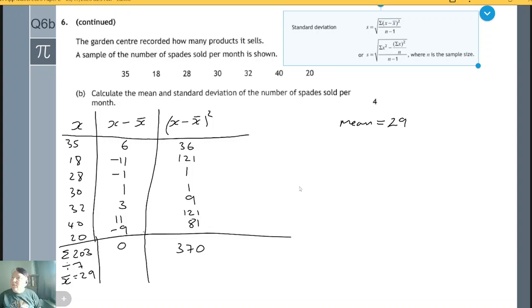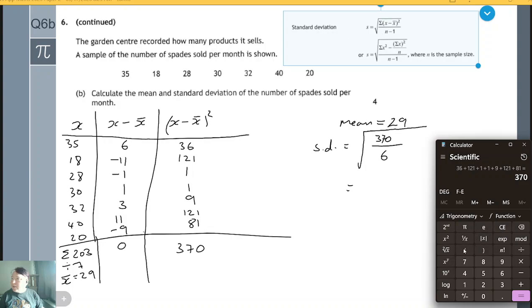So I've got my, I'm never going to get out of the habit of putting SD. My SD is the square root of 370 over n minus 1. Now I've got 1, 2, 3, 4, 5, 6, 7. 7 minus 1 is 6. So I've got the calculator for this.